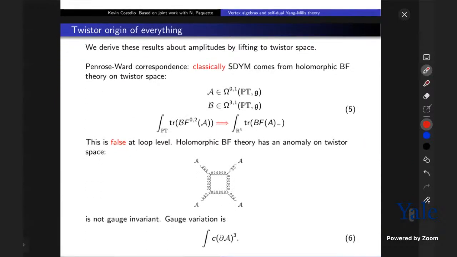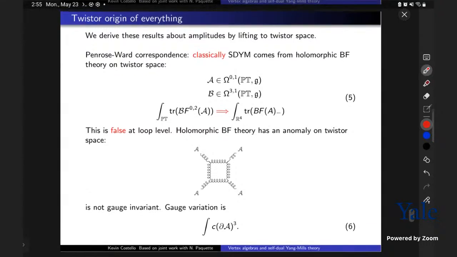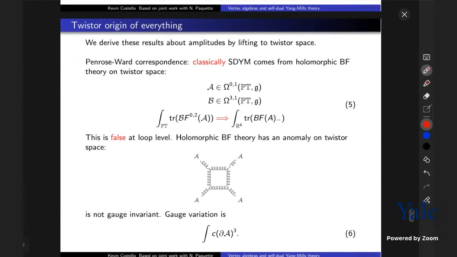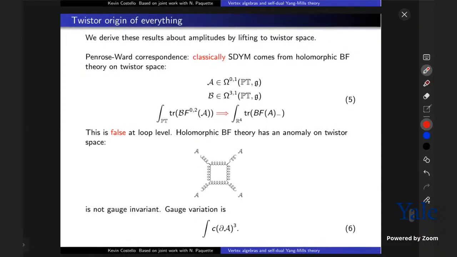So in the last 5 minutes, I just want to quickly explain why this comes from twistor space. The Penrose-Ward correspondence states that self-dual Yang-Mills comes from holomorphic BF theory in twistor space, something really quite similar to what Davide was studying. This turns out to be false at loop level. The reason is that holomorphic BF theory in twistor space has a gauge anomaly. So this box diagram here is not gauge invariant. The gauge variation looks like this.